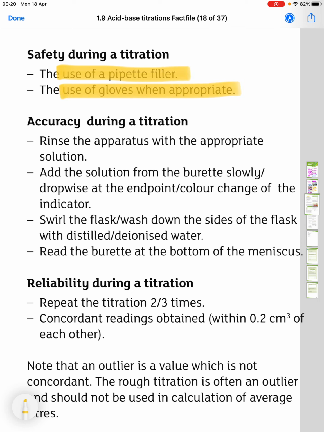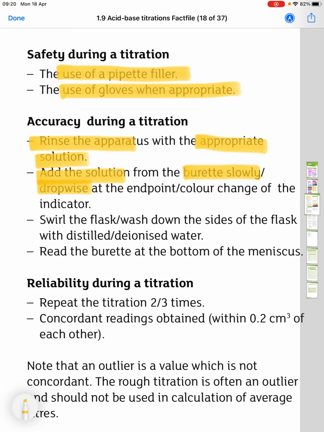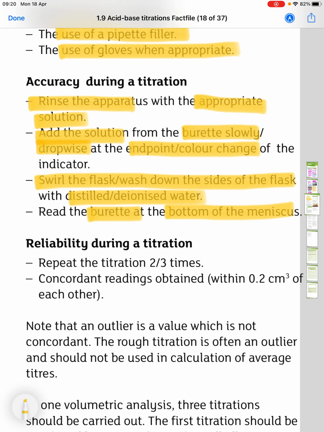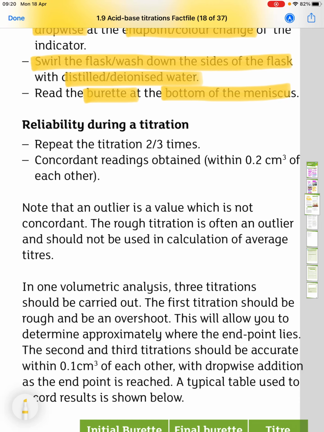So safety during a titration involves the use of a pipette filler and the use of gloves when it's appropriate. Accuracy during the titration means you rinse the apparatus with the appropriate solution. You add the solution from the burette slowly or dropwise at the end point or colour change of the indicator. You swirl the flask and wash down the sides of the flask with distilled or deionized water. And you read the burette at the bottom of the meniscus.